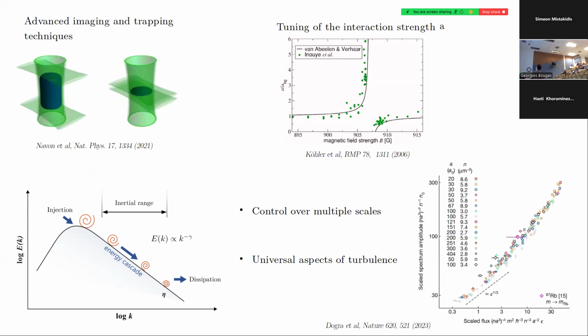In this nice paper, for instance, they have validated and further expanded a non-equilibrium equation of state, where they have connected the flux, the rate of energy which goes through the system, with the amplitude of the steady state. You see a power law behavior. And of course, you see that for many different interaction strengths, all of the points fall on top of each other. It's a validation of this universality.